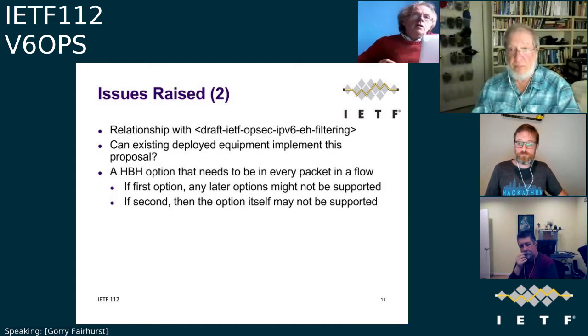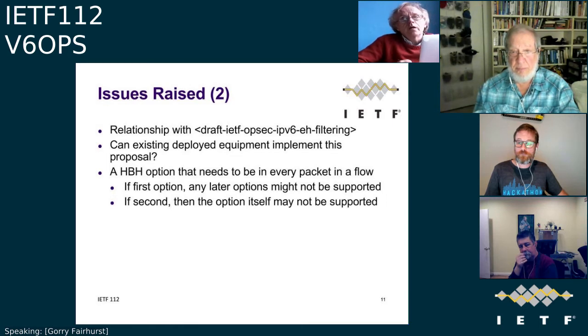There's a relationship with the Opsec IPv6 extension header filtering draft. Obviously, this is why we're meeting together to discuss how to follow on from that draft. We see that draft as reporting the operational concerns, of detailing the things that can go wrong, have gone wrong, will go wrong if you don't do something about it, but don't see this as incompatible with trying to make hop-by-hop options work in the right way in the future.